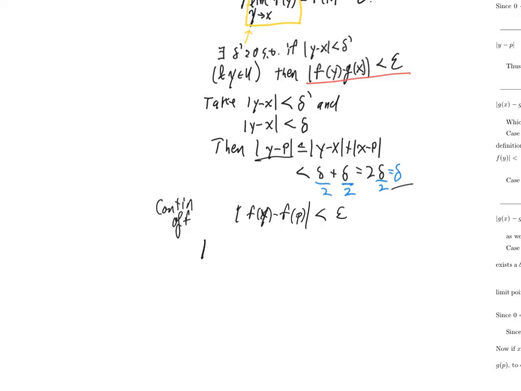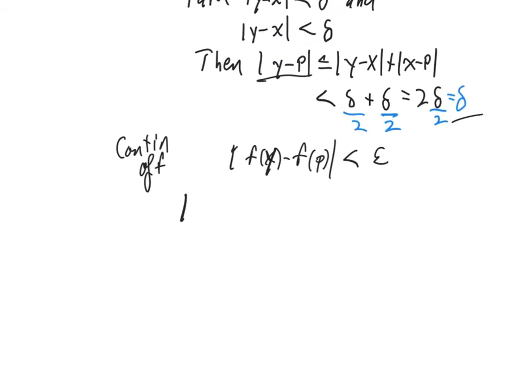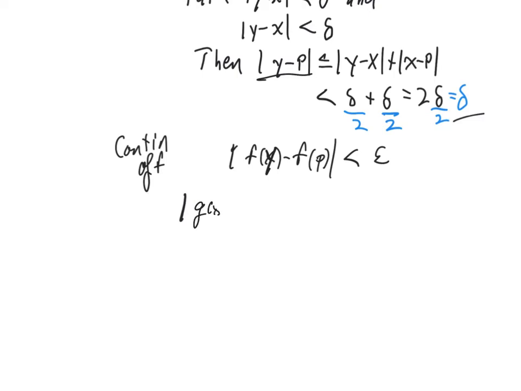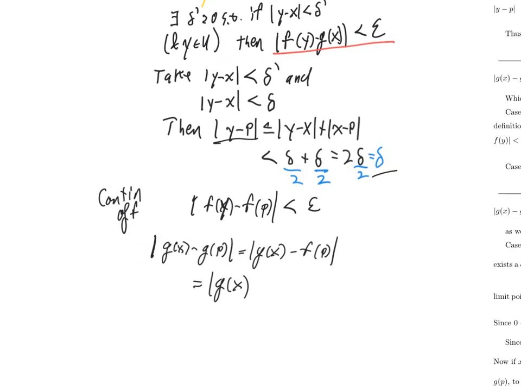So I'll be able to use this to say, well, remember the goal, absolute value of g of x minus g of p equals g of x minus f of p. And I found something that's simultaneously close to both. f of y is close to g of x, and f of y is close to f of p. So I'll add and subtract that.